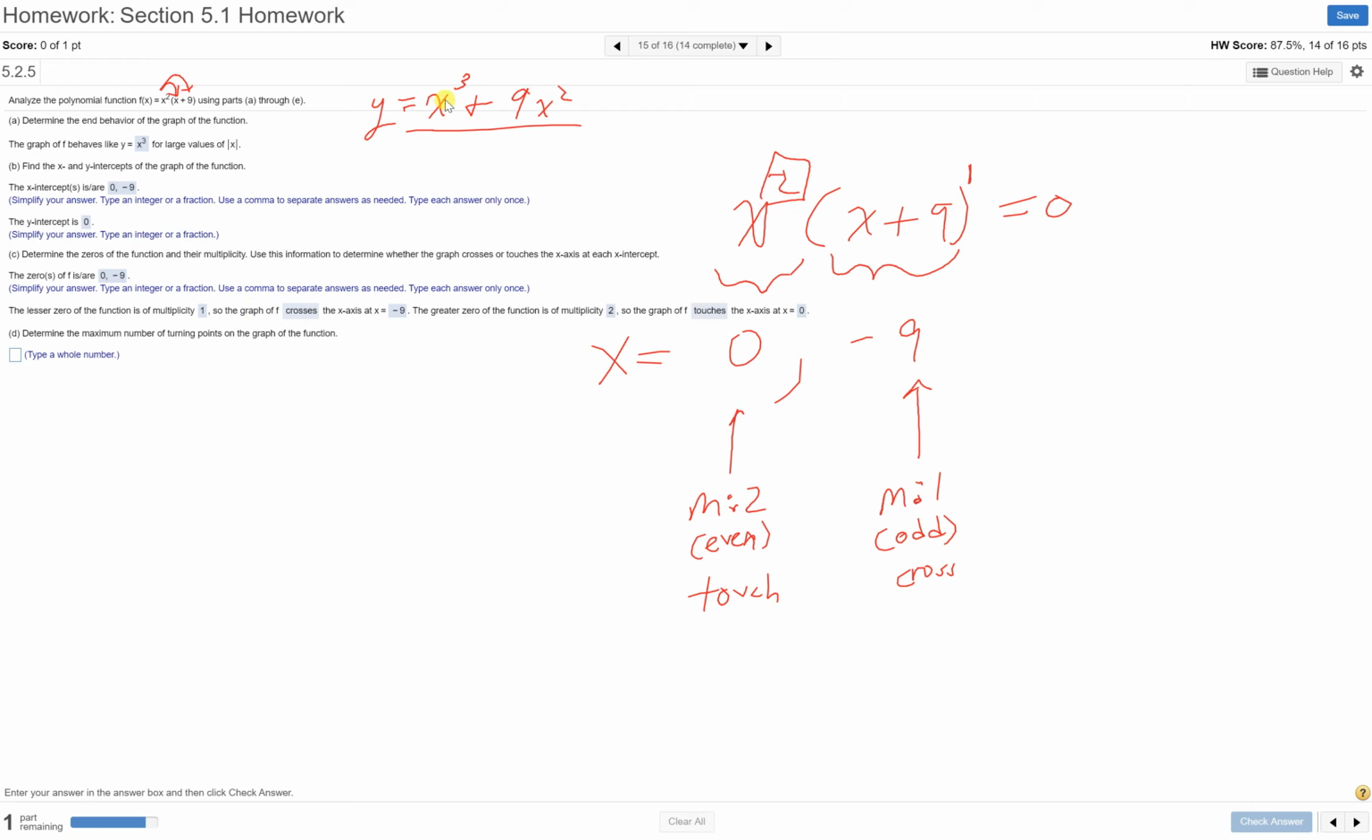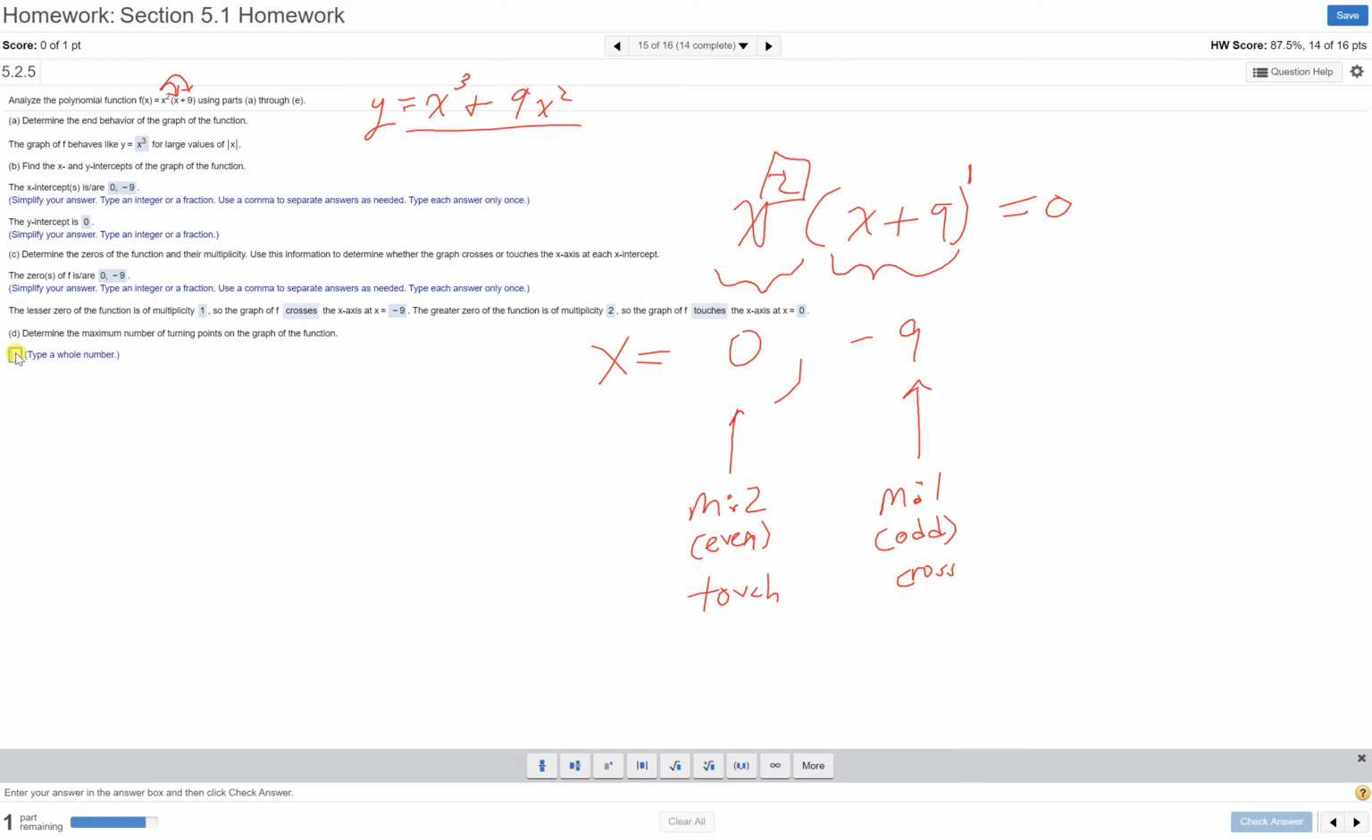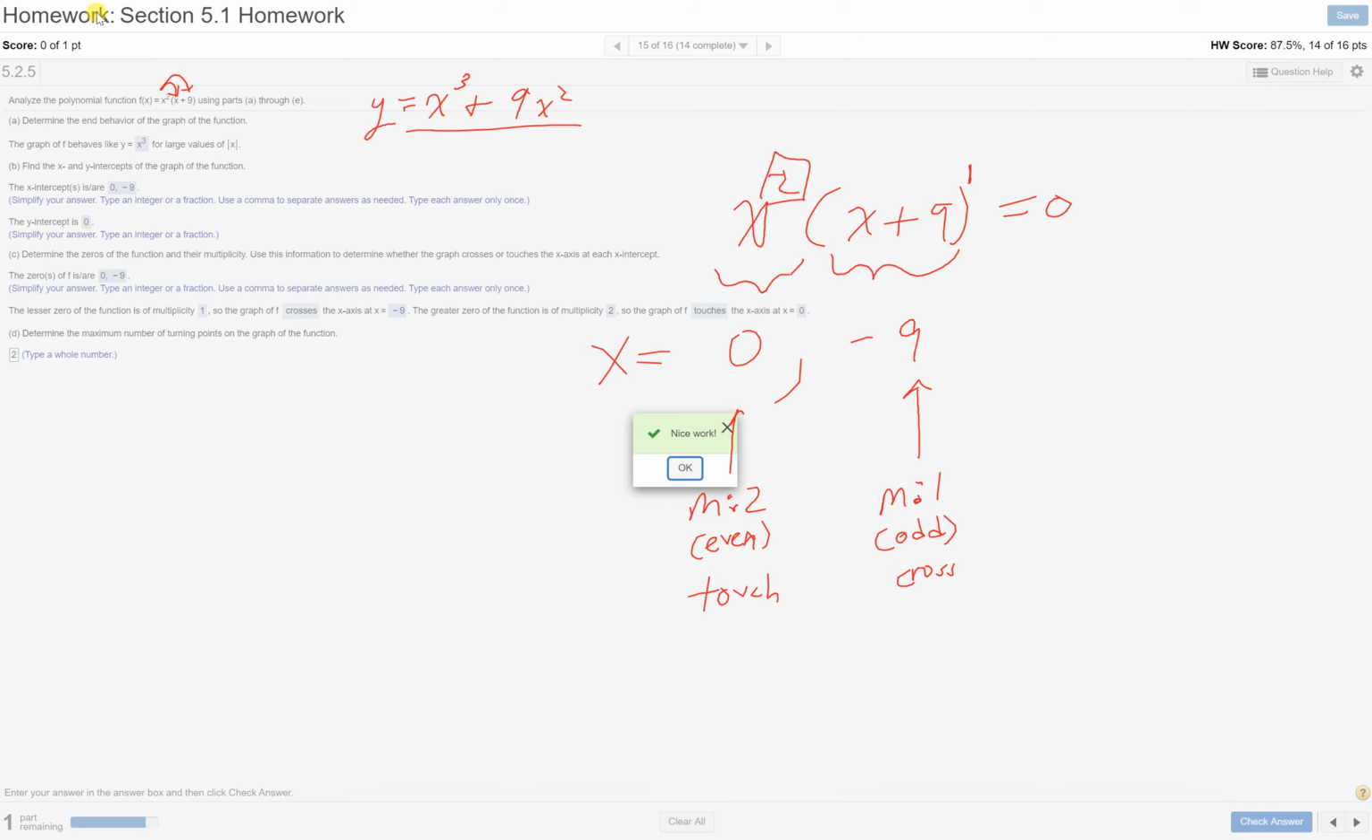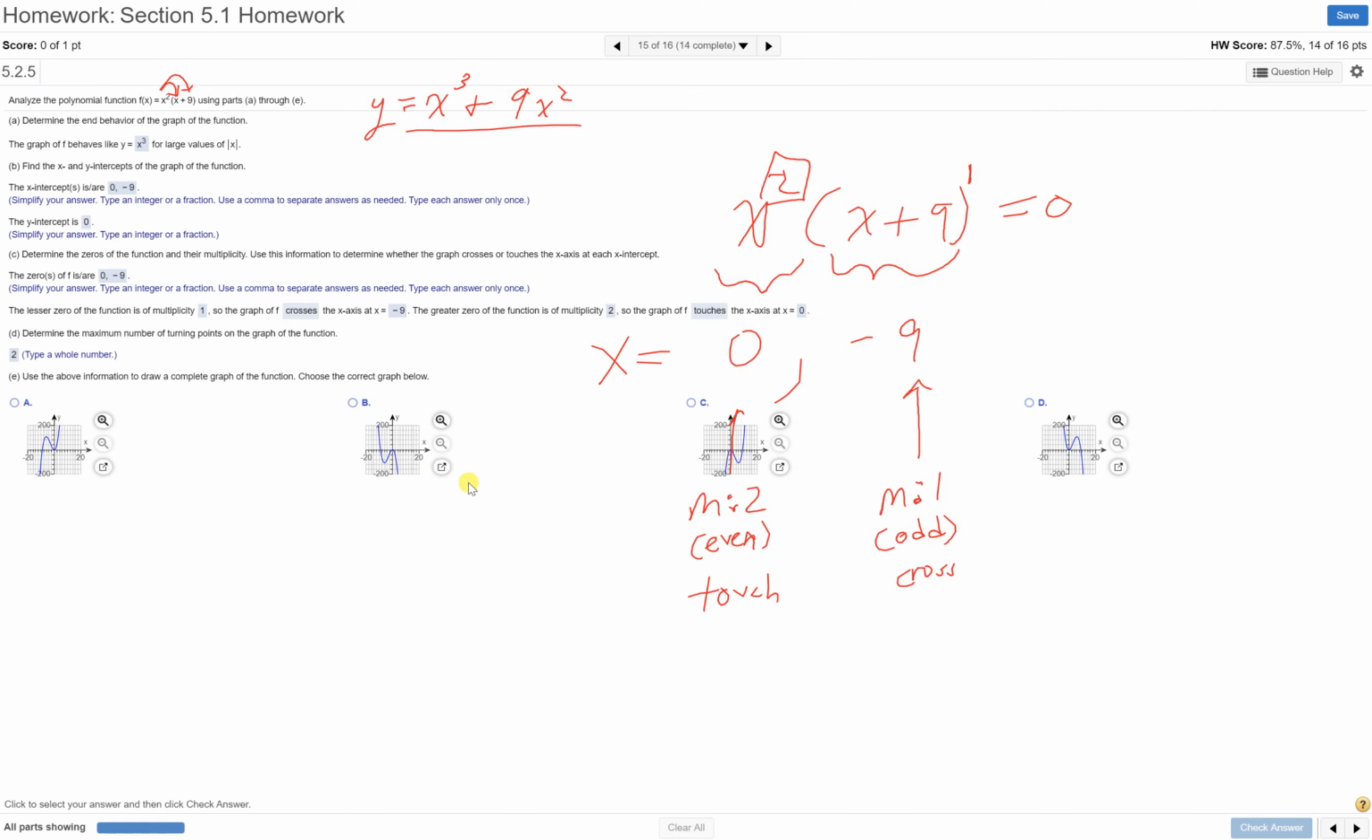Next part. What's the maximum number of turning points? Well, we see here that the degree is 3. So remember, the degree minus 1 is the maximum number of turning points. So 3 minus 1 is 2. Alrighty, one more part. Actually, remember guys, it's going to bounce off of 0 or touch 0, and it's going to cross at negative 9. So let's keep that in mind.